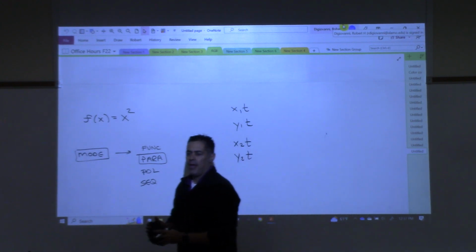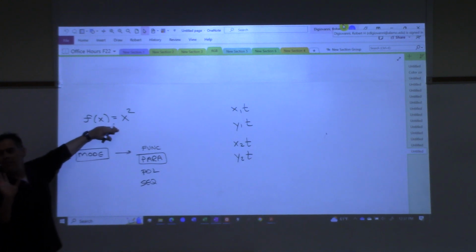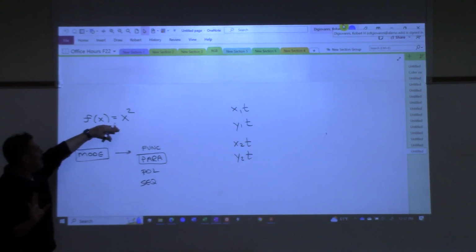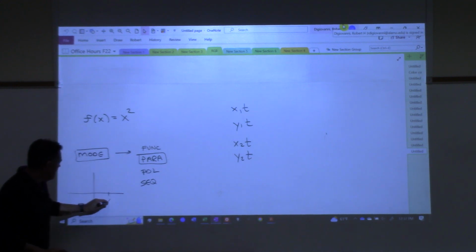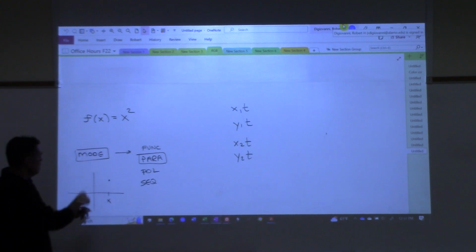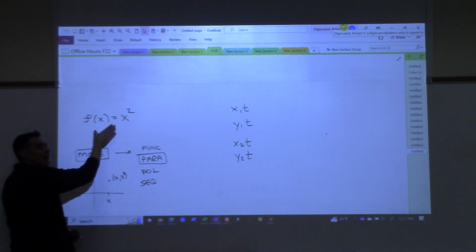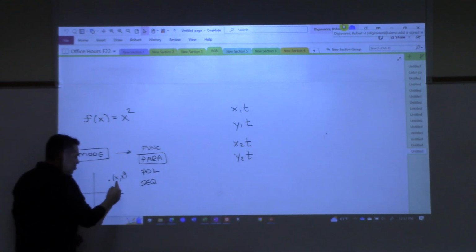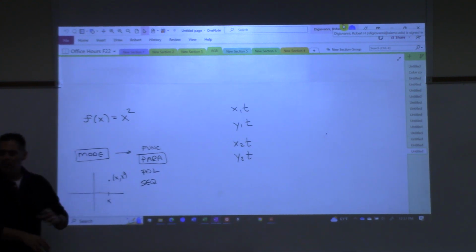Let me explain what's going on here. Back in the good old days of functions, if I were to look at this as a graph, the x coordinate gets plugged in, and in this particular case, it's x squared. So if you look at it as an ordered pair, the x coordinate is the x that got plugged in, and the y coordinate is that x coordinate squared. The x value is x, the y value is that x being squared.